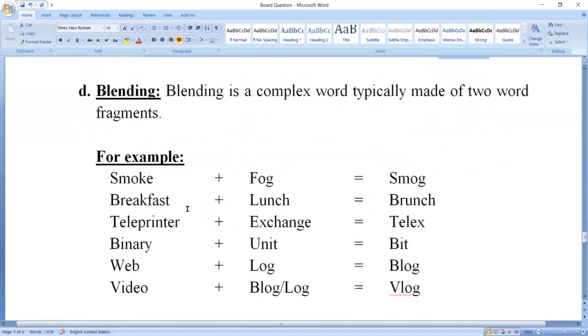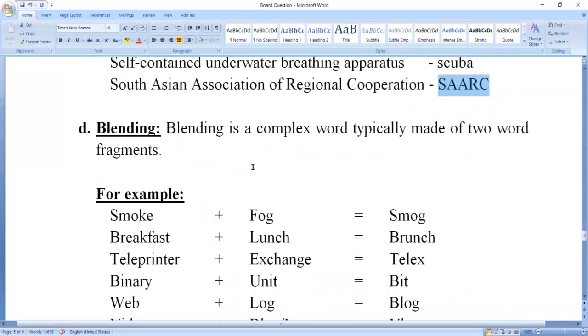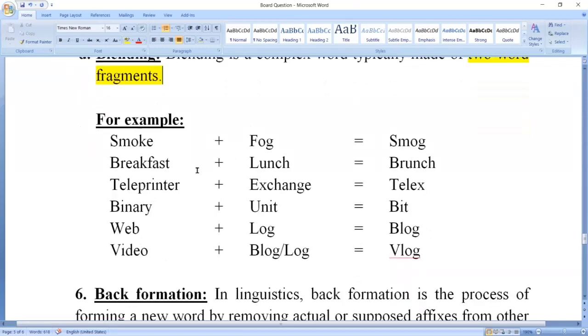Then the fourth one is blending. What is blending? We can understand from the meaning of the word. Blend means to mix. That is, blending is a complex word typically made of two word fragments. So when we put fragments from two words together and make a new word, that system is called blending. If we go through the examples, we will understand that.